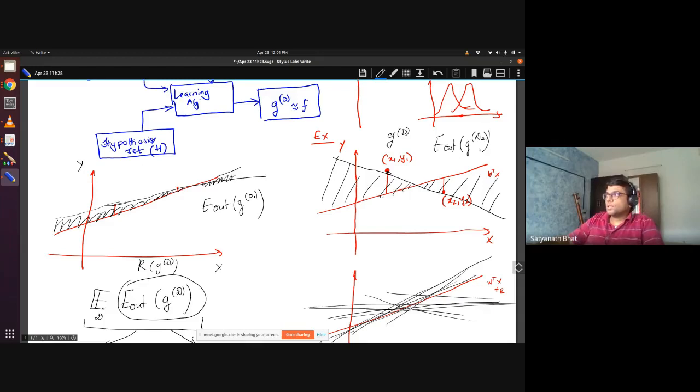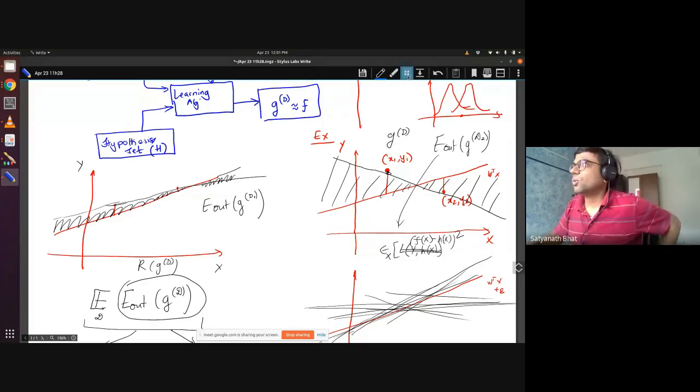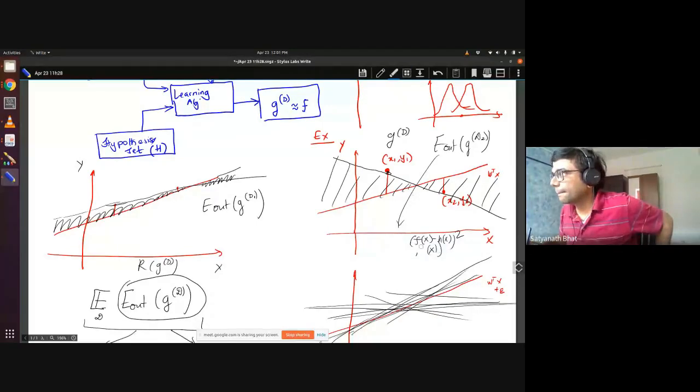And this shaded region is E out of GD2. Okay, so this in turn is an expectation over X, right? So it is the expectation over X of the loss between Y and H of X. So here the loss is F of X minus H of X whole square. Okay, let me write this a little more slowly and carefully.